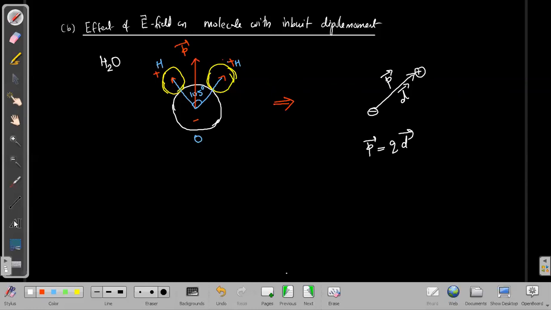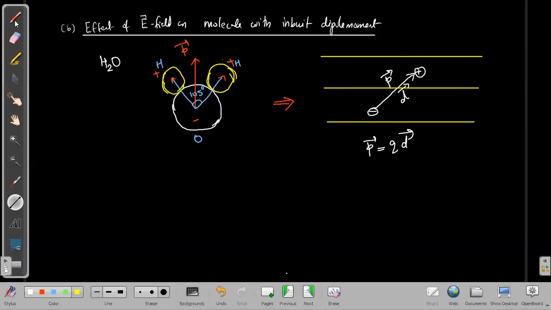Now here, if you apply some external electric field, what would happen? So this is your molecule, and you applied some external electric field. Okay, so this is a system. Here the positive charge will experience a force towards right, a negative charge will experience a force towards left. So I can represent this as F plus, the force on positive charge, and force on negative charge.